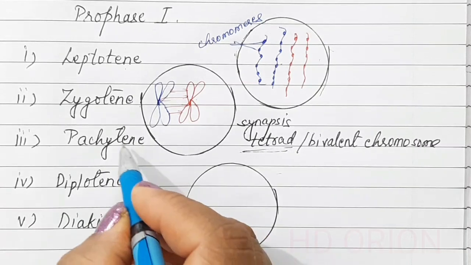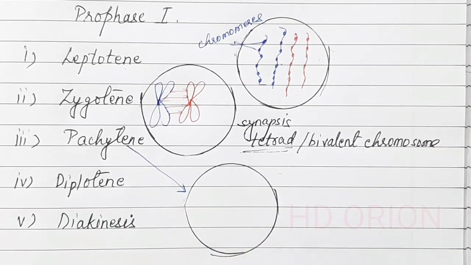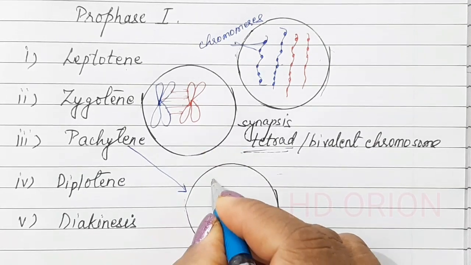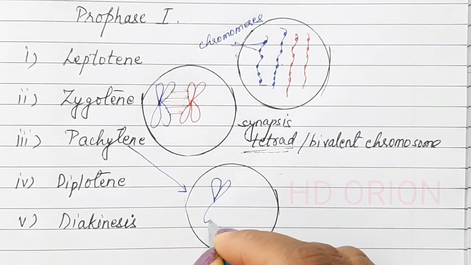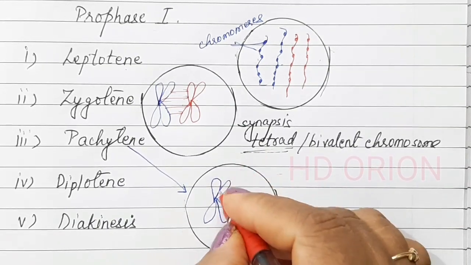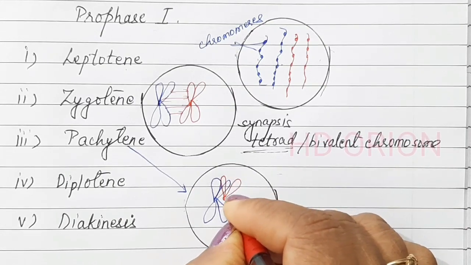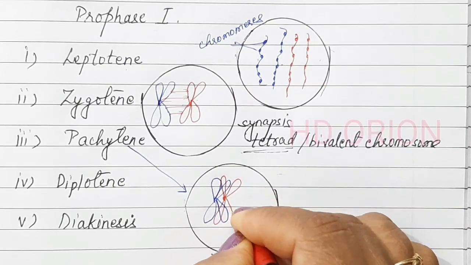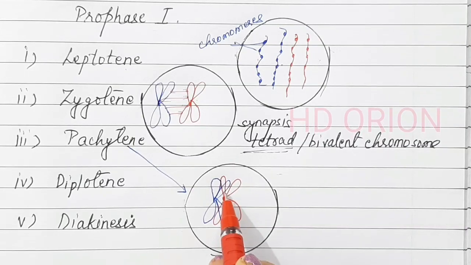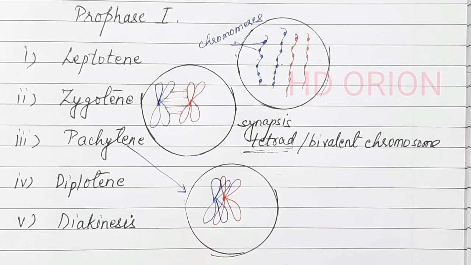This is the third stage. This is pachytene, and what we see in this is that the homologous chromosomes, we know they had paired together and they had come very close to each other, and the maternal and the paternal chromosome cross over each other. We can see that the chromatids have crossed over each other.